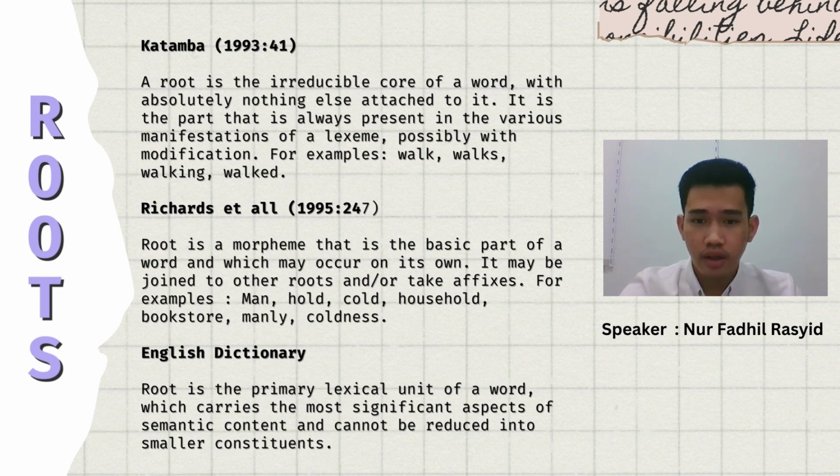And the third is the English dictionary. It says that a root is the primary lexical unit of a word, which carries the most significant aspect of semantic content and cannot be reduced into smaller constituents. So from that, it can be said that a root is the main or basic lexical unit of a word that carries the most significant aspect of irreducible core.